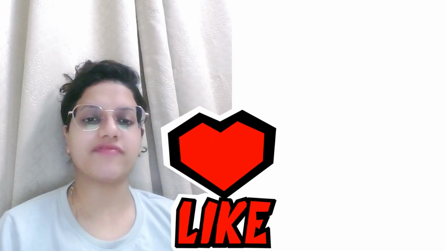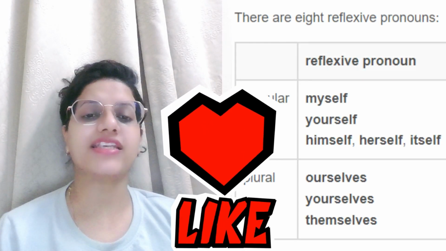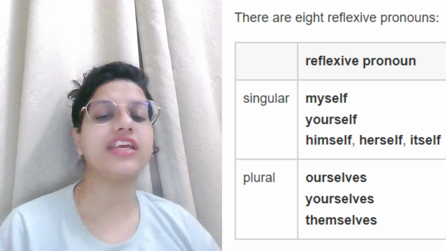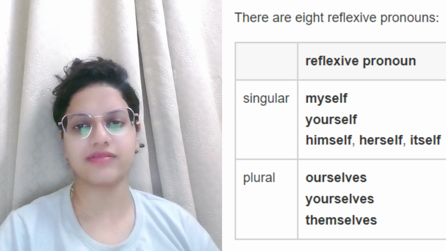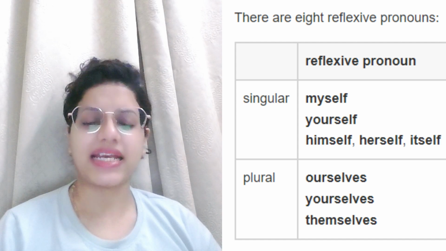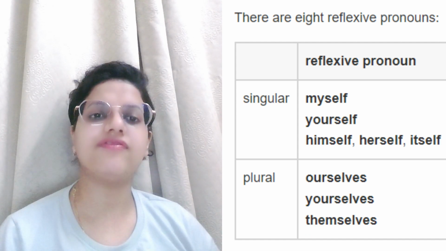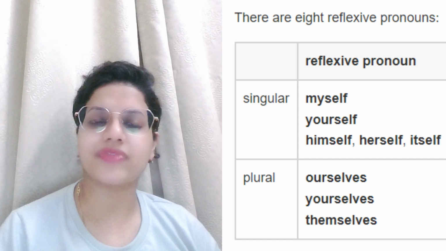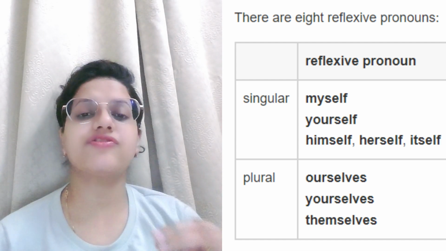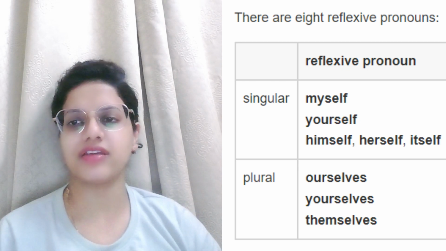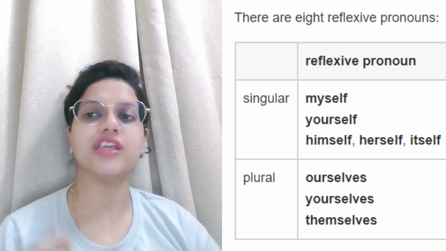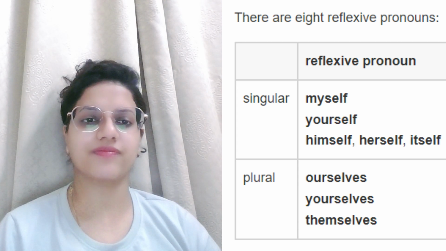List of reflexive pronouns. Singular reflexive pronouns. A reflexive pronoun is singular if it refers to only one person or thing. The most common singular pronouns are myself, yourself, herself, himself, itself. Now, a reflexive pronoun is plural if it refers to more than one person or thing. The most common plural reflexive pronouns are ourselves, yourselves, and themselves.